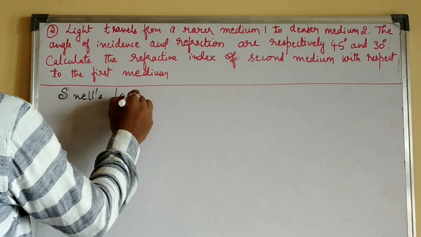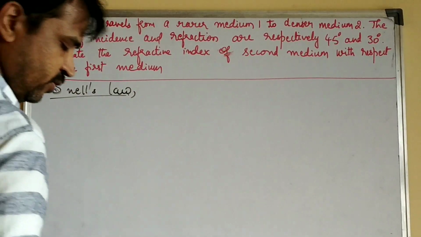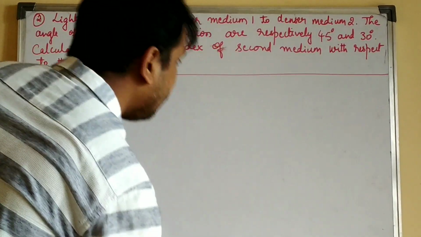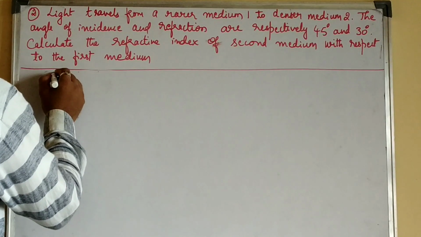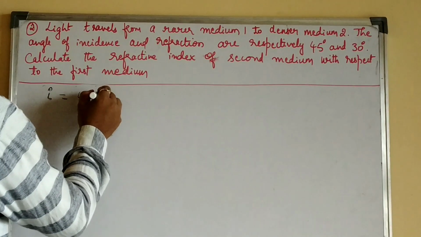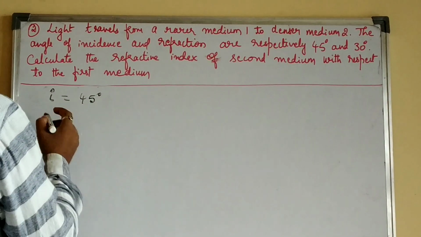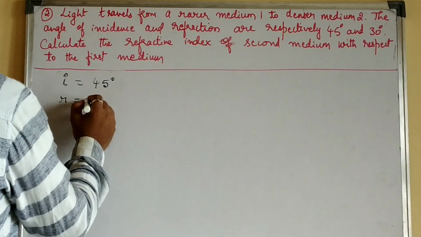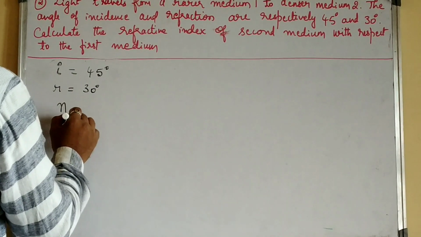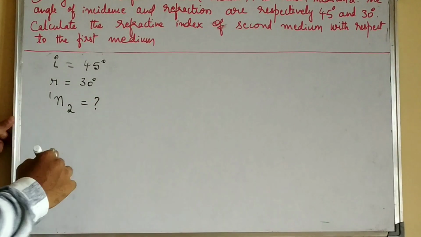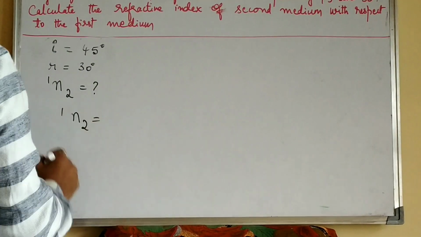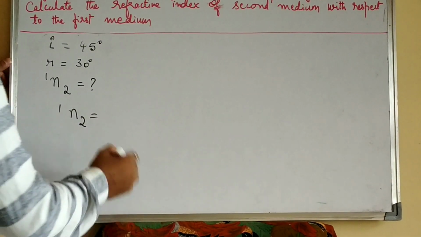So from Snell's law, or else you can write the given data. What is given? The angle of incidence, I, is given as 45 degrees, and the angle of refraction, R, is given as 30 degrees. Now we have to find the refractive index of the second medium with respect to the first medium, which is nothing but N2 by N1.